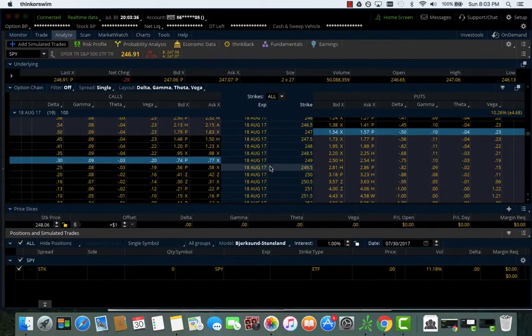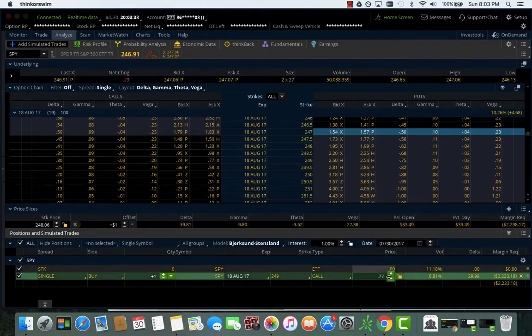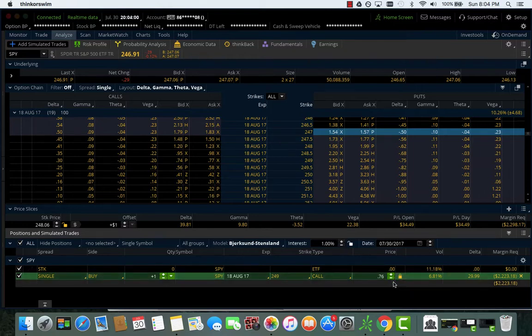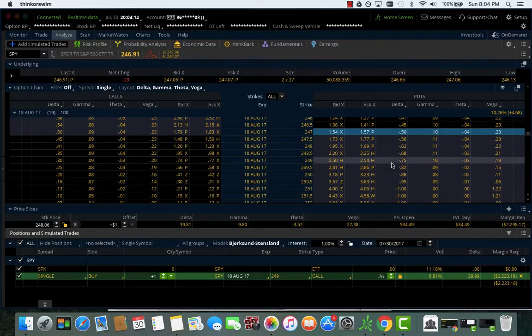So theta on this 249 call says if the stock does not go up or down, or if implied volatility doesn't move at all, we expect that this option will have 3 cents removed from it. So let's say nothing happens in SPY tomorrow, right? If the mid price on this is 76 cents, at the end of the day tomorrow, 3 cents will have been removed from this option, and this option will be worth 73 cents. So that's what theta is.